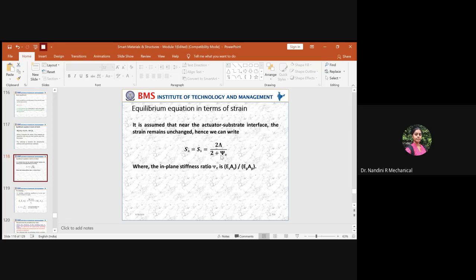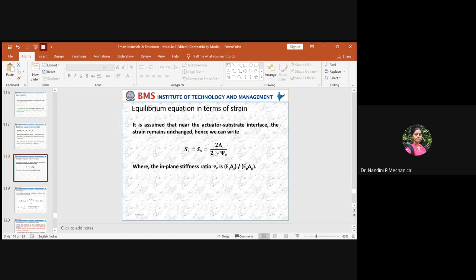So at equilibrium condition, both the strain values will be the same, equal to twice the free strain divided by 2 plus the stiffness ratio. The stiffness ratio will vary from one material to another. It depends upon which piezoelectric composition you are synthesizing. Based on that, the stiffness ratio increases or decreases.